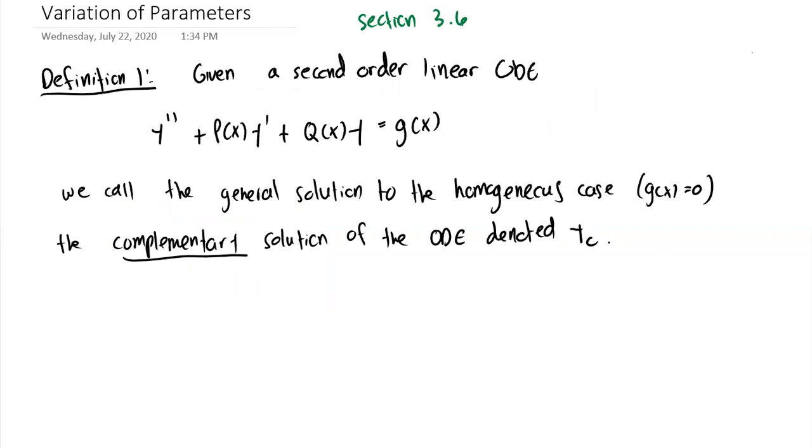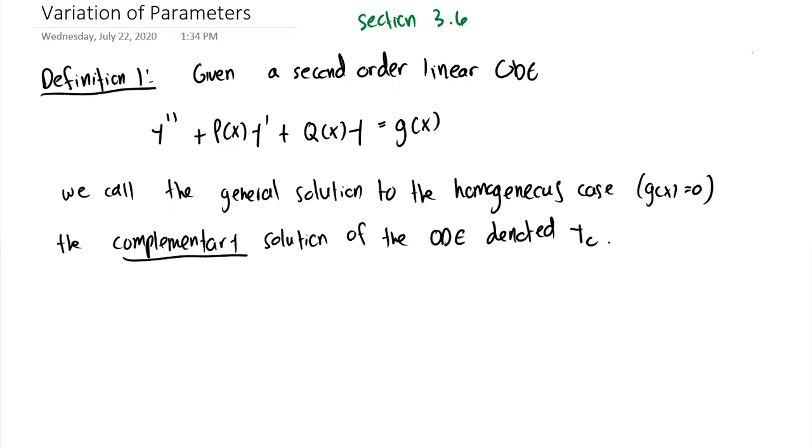Okay. So definition 1: given a second order linear ODE, and remember that since it's second order, we can always divide by whatever is multiplying y double prime, and we get something of this form: y double prime plus p of x y prime plus q of x y equals g of x. This is the form of a differential equation we're going to work with.